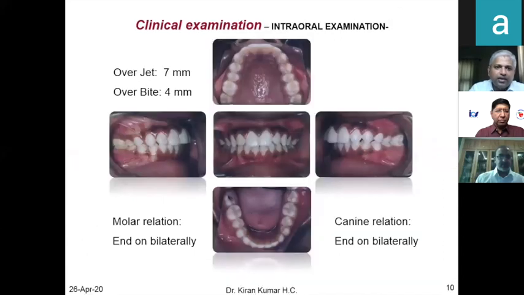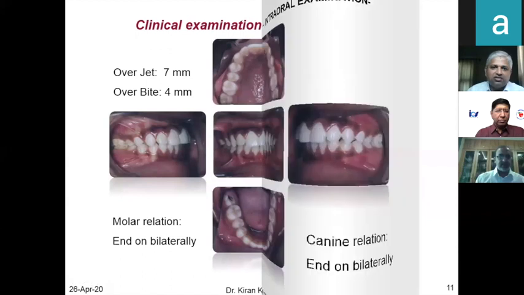An overjet of 7 mm, overbite of 4 mm, molar relationship done bilaterally. The most important aspect in this case is that the arches are quite well aligned. There are not many rotations or imbrications in the lower arch, which is going to help us in the later stages of the fixed appliance.